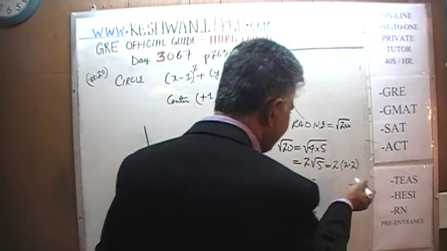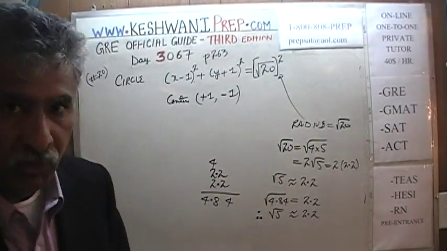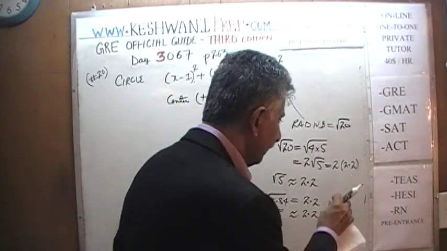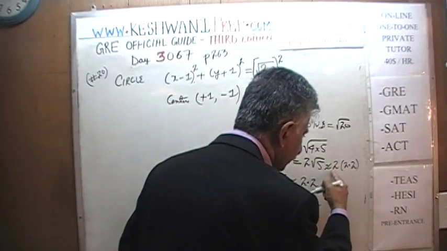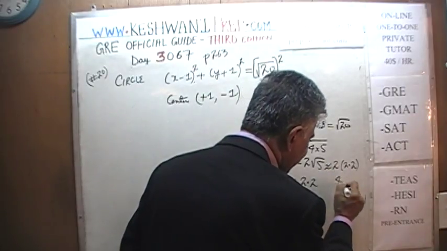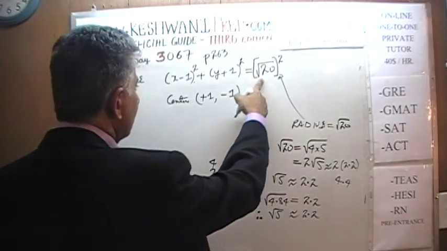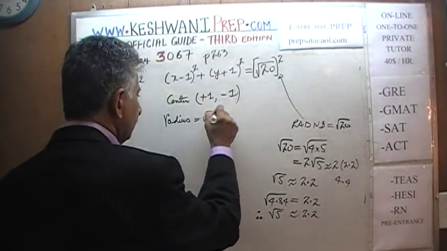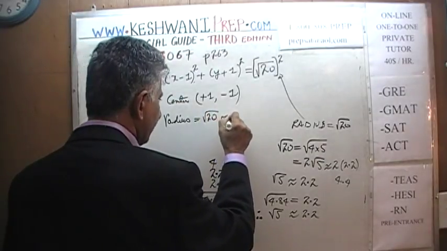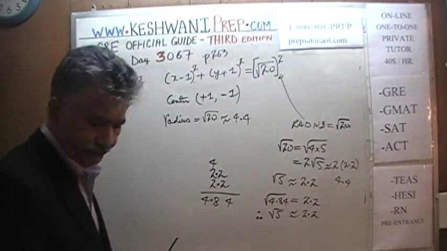But now the way it's written is wrong, because it is not equal to. Now we have to change that to an approximation sign. And 2 times 2.2 is 4.4. So the radius of this particular circle is equal to square root of 20, which is approximately 4.4.